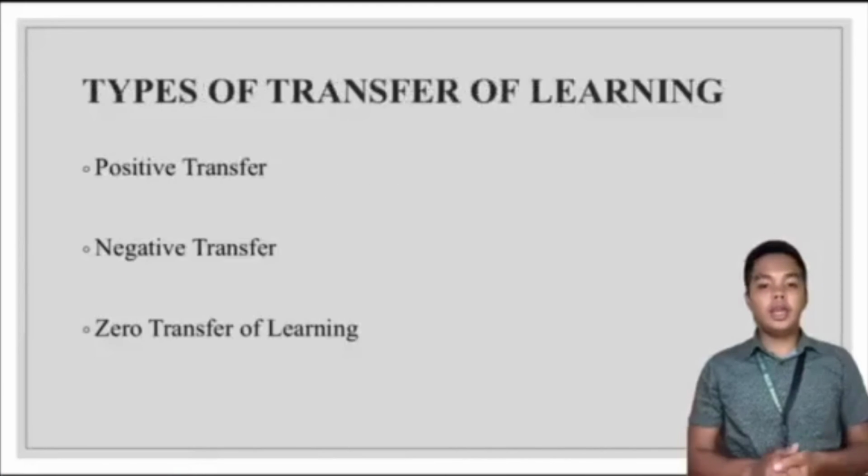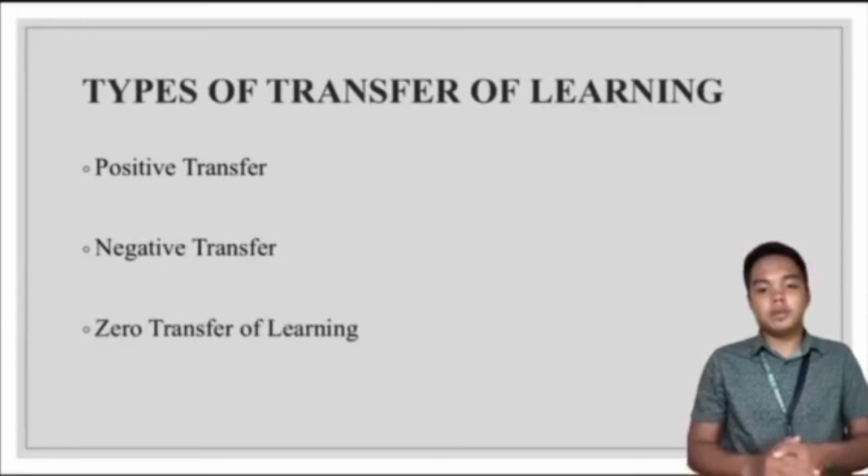And we are now here in types of transfer of learning. There are 3 types of transfer of learning. First is positive transfer, second is negative transfer, and last is zero transfer of learning. So let's go with our first type of transfer of learning, which is positive transfer. So what is positive transfer?